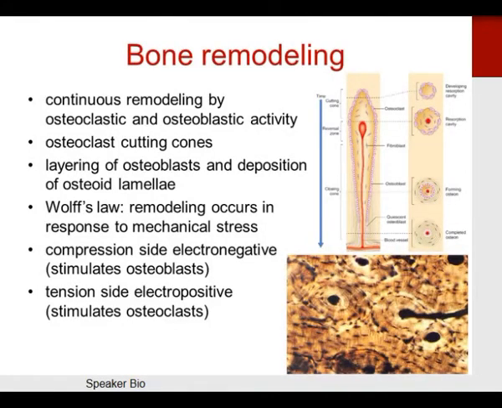Bone remodeling is constantly occurring throughout a person's life. It's basically caused by these osteoclastic cutting cones with osteoblasts which lay down bone behind it. So you have layering of these osteoblasts and deposition of these osteoid lamellae. This is how the lamellae of the bone are formed. It's important to remember that Wolff's law helps to guide remodeling. The bone remodeling occurs in response to the mechanical stress that the bone sees. So the bone must receive stress in order for it to remodel properly. The compression side of bone is electronegative, which stimulates osteoblasts. The tension side is electropositive, which stimulates the osteoclasts.